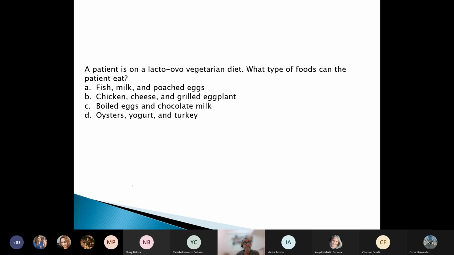choking. A patient is on a lacto-ovo vegetarian diet. What type of food can this patient eat? It could be a way of asking that. What do you think you can bring on the tray to a patient that requests a lacto-ovo vegetarian diet? C. Exactly. C is the right answer. It has eggs and milk, and they can consume that. Perfect.